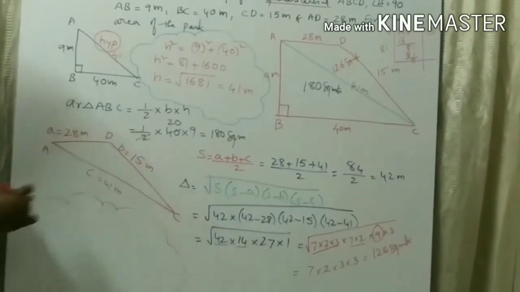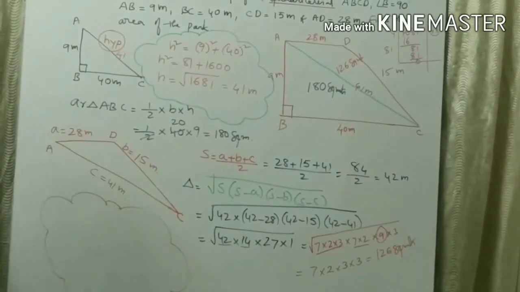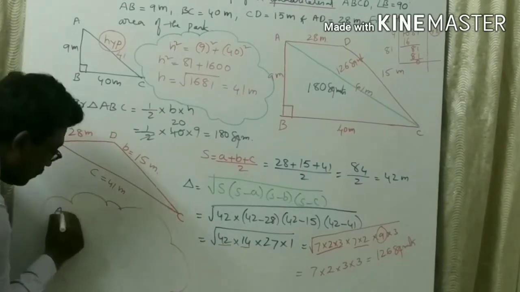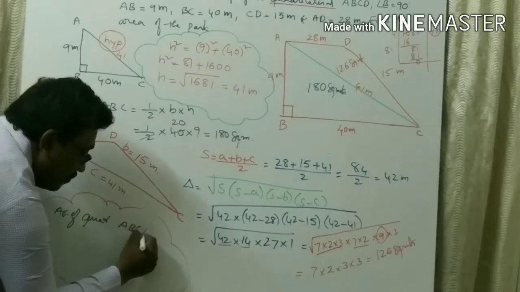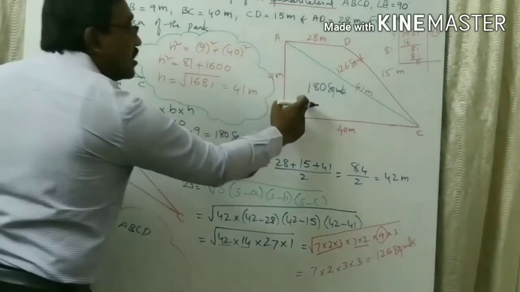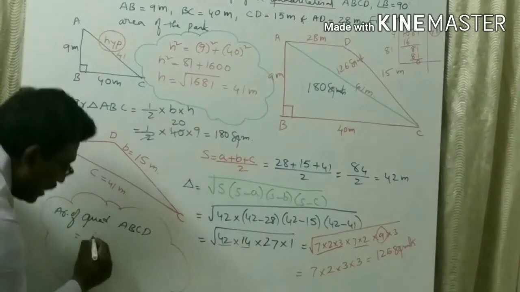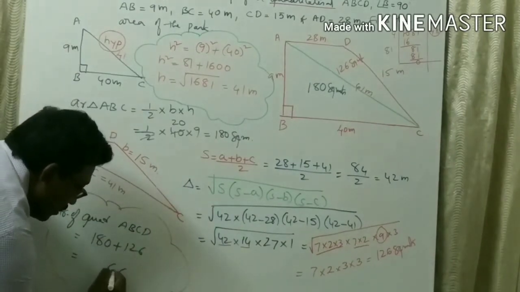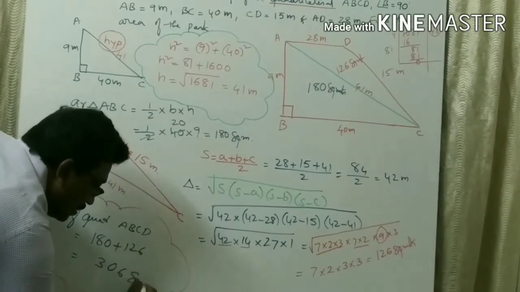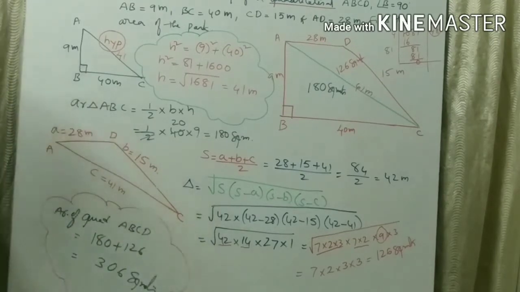I am doing here the area of the park. Now area of quadrilateral ABCD is equal to area of first triangle plus area of second triangle. 180 plus 126, that is 306 square meters. So how to find the area of the quadrilateral is the question.